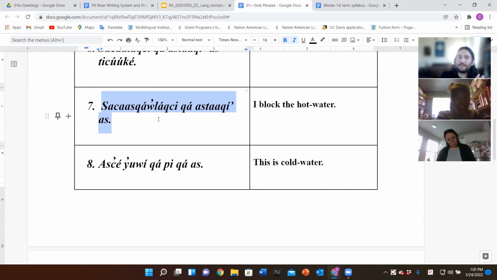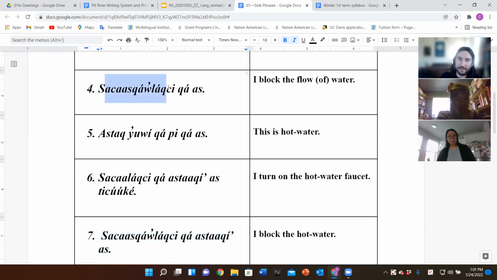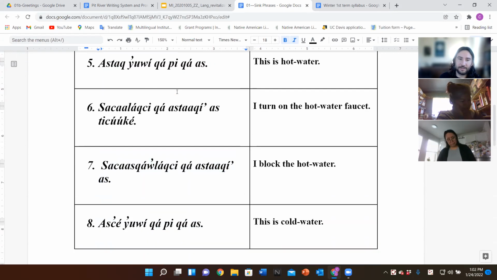Are we doing the same one over again? What were we doing? Number 7. I was just pointing out it's the same. This word is the same as number 4. Yes.